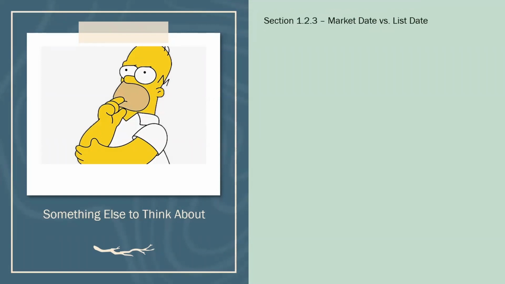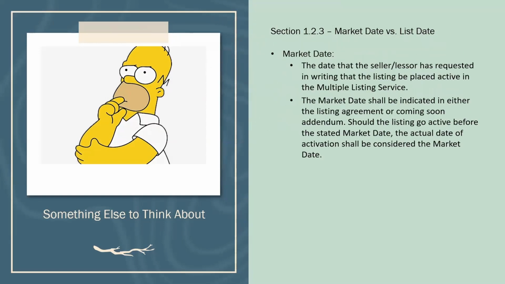All right, something else to think about. Section 1.2.3, market date versus list date. This seems to have a lot of members confused. So I'm just going to give you the layman's terms for it. You can read the information that you have here and it gives you the legal description and all that, but it's really, really simple. Market date is the date that your listing is ready to go onto the PAR MLS market. Market date, going on the market. So the date that your listing is ready to go active, ready to go into coming soon, or whatever date that you're putting it into the MLS, that is your market date.